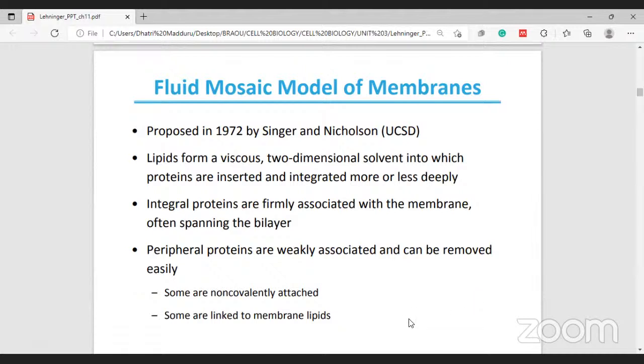Now the peripheral proteins are weakly associated, and they will be present only on the outer surface of the membrane and can be easily removed. There is no covalent interaction. They are non-covalently linked, and some may be attached to the lipids also. But the integral proteins usually transmit from outside to inside. So we have an extracellular domain, then a transmembrane domain and a cytoplasmic domain.